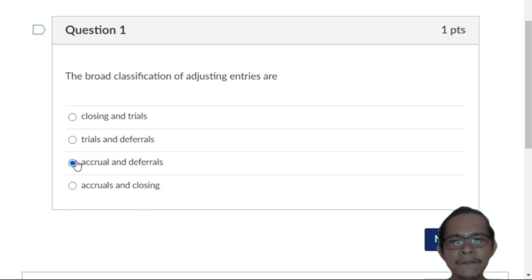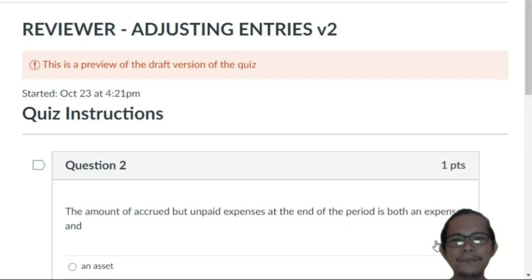O review na rin. Your accruals are your accrued expenses and accrued income. Samantalang yung deferrals mo ay ang inyong prepaid expenses and unearned revenue. Proceed tayo sa question number 2.